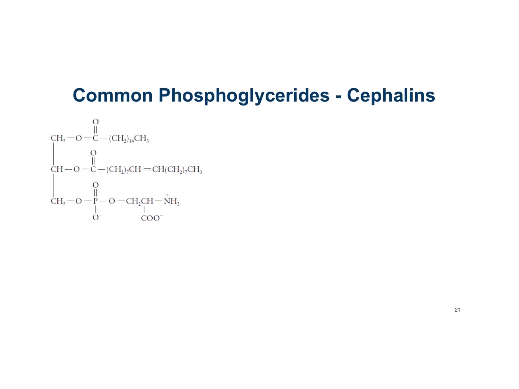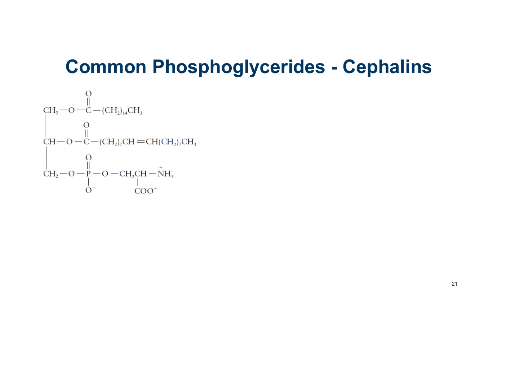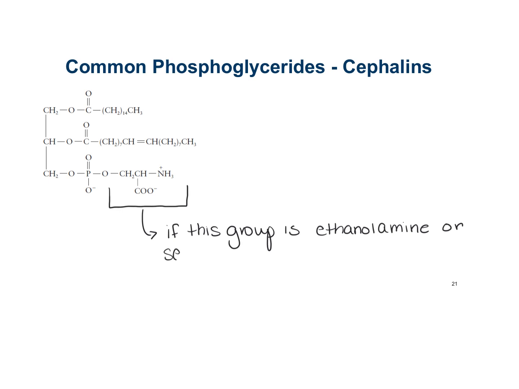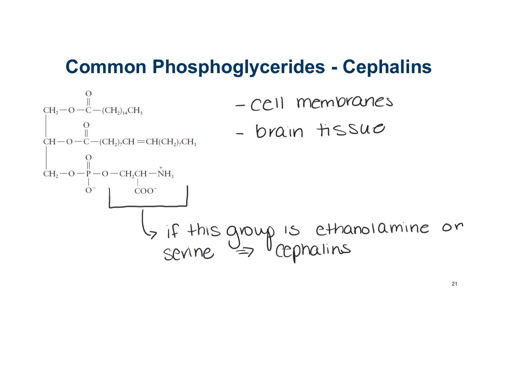Now, when we talked about those individual structures that are found on the phosphate groups on the previous slide, this is going to be either the ethanolamine or the serine rather than choline. So if this group is the ethanolamine, which is not shown, or serine, which is shown here, then these fall under the class of cephalins. Okay, they're found in cell membranes and are particularly abundant in brain tissue. They're also found in blood platelets, and they play a really important role in the blood clotting process.